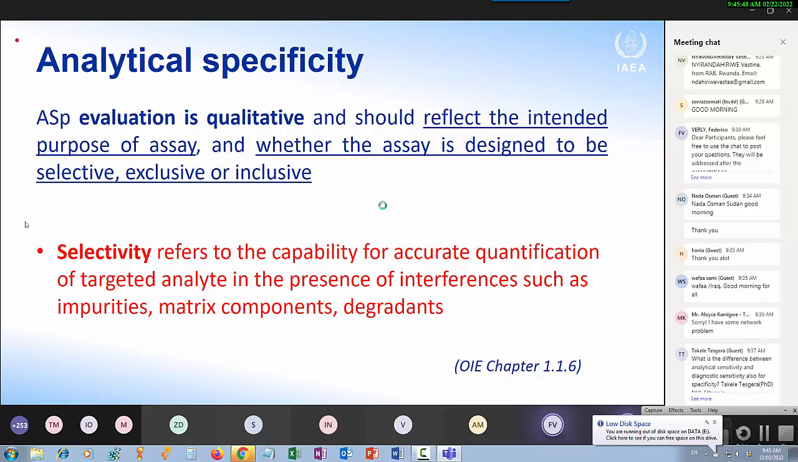For example, selectivity refers to the capability for accurate quantification of the targeted analyte in the presence of interference such as impurities, matrix components, and degradants. So this is the ability of the assay to target what is the primary goal of this assay to target, and to distract all other possible interference from the background.